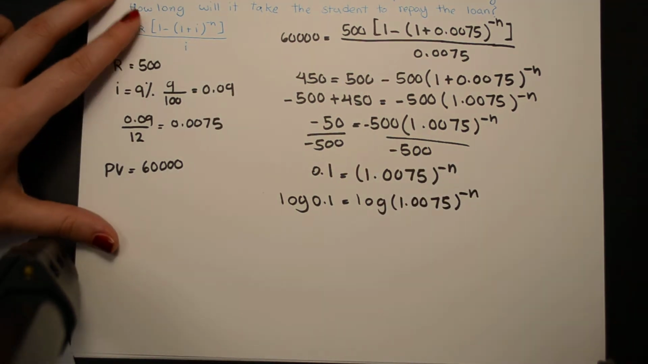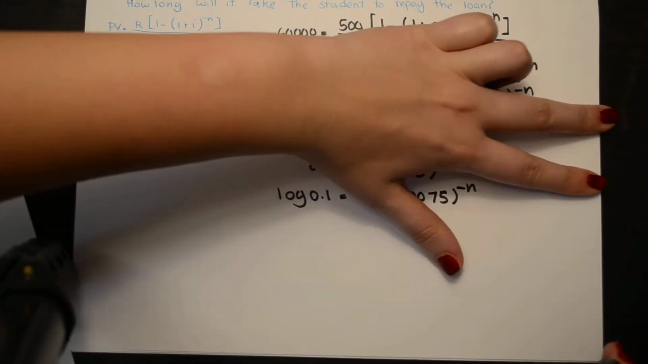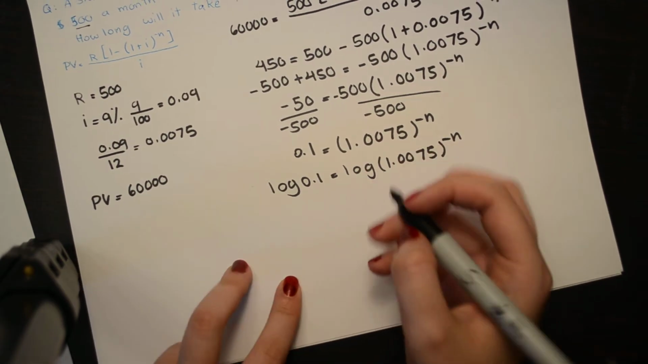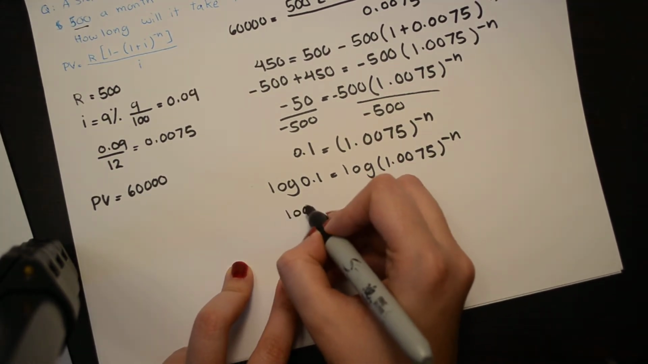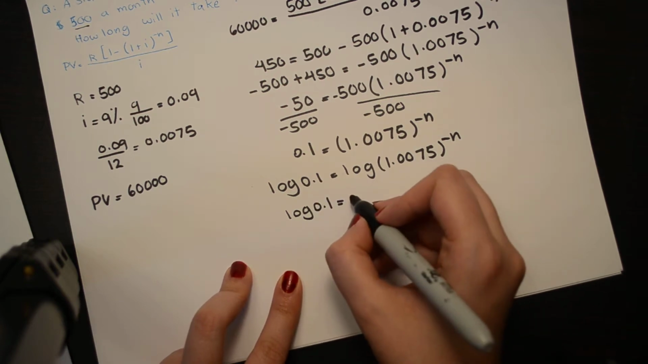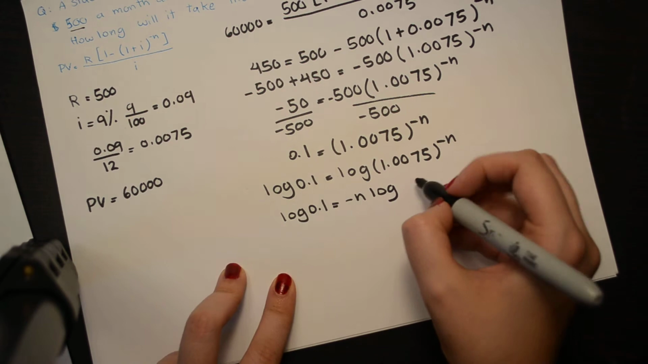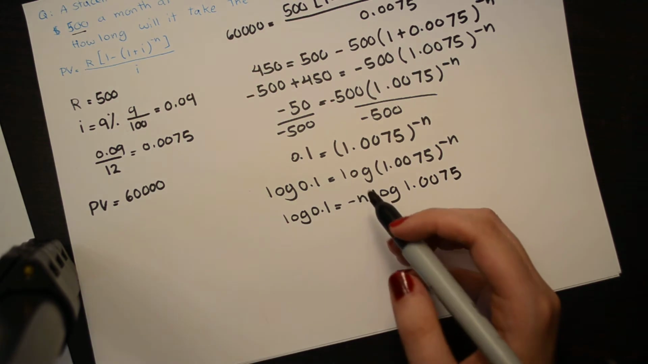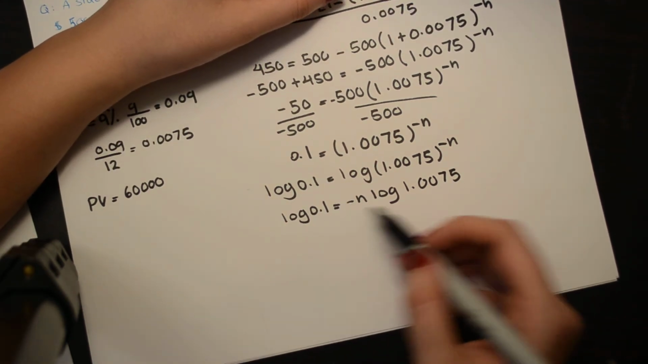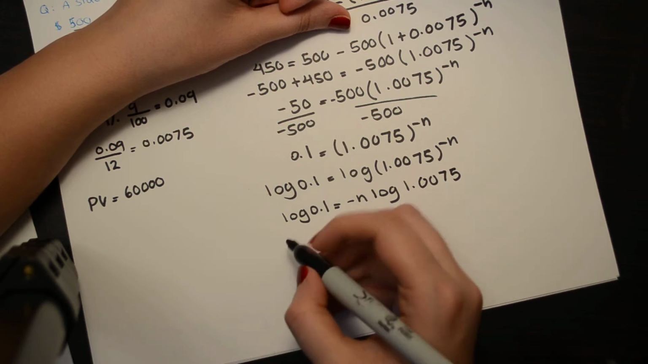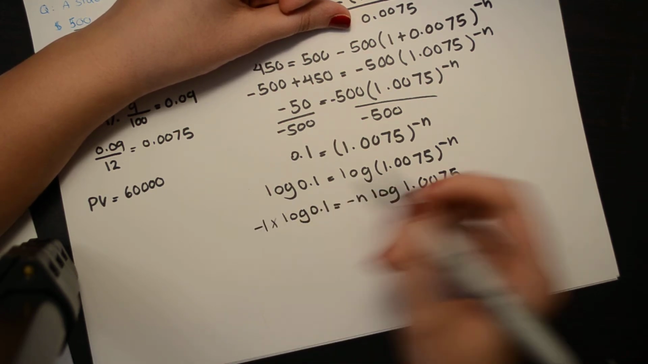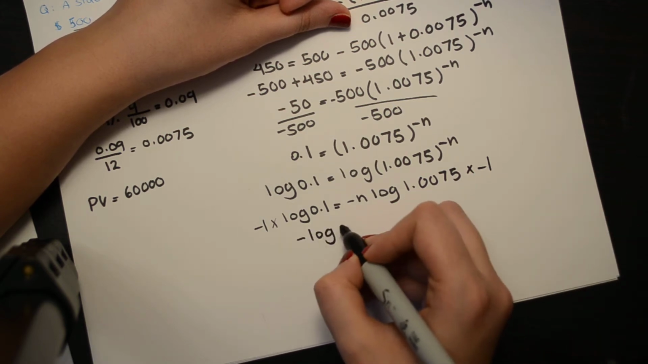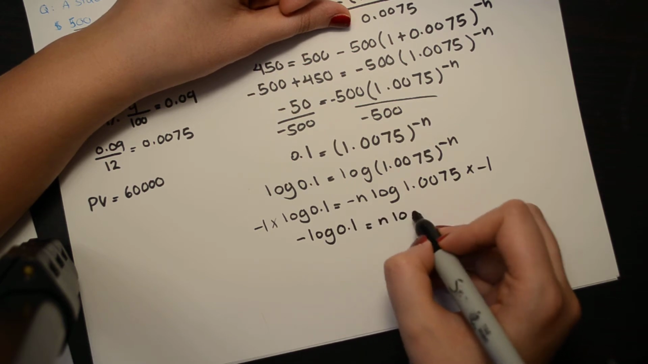Based on the log rules, we can bring negative n, which is the exponent, in front of the log. So we can write this as log 0.1 equals negative n log of 1.0075. We can multiply both sides by negative 1, so we can make the n positive. So we will get negative log 0.1 equals n log 1.0075.